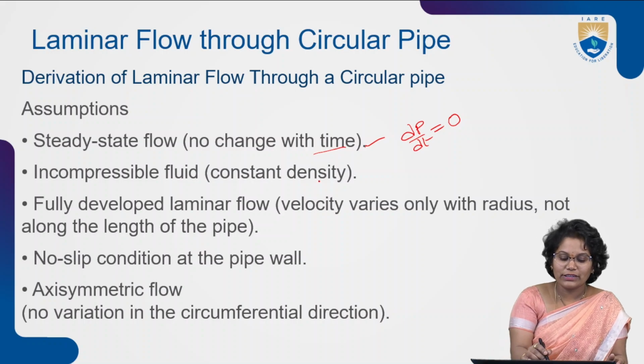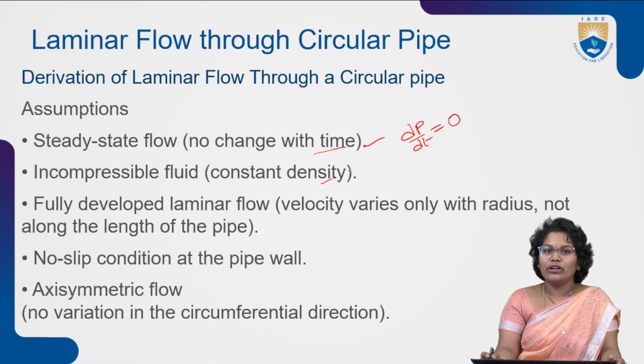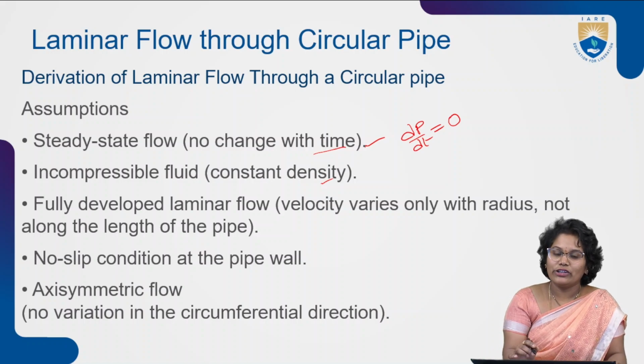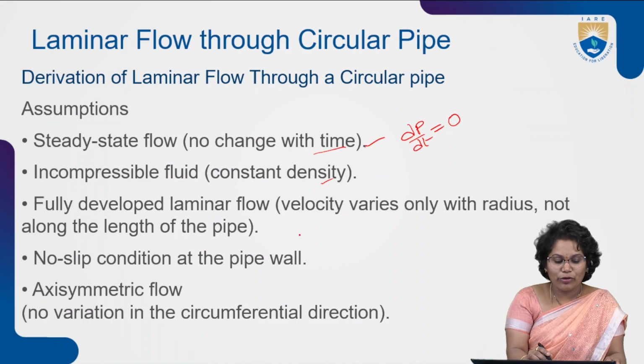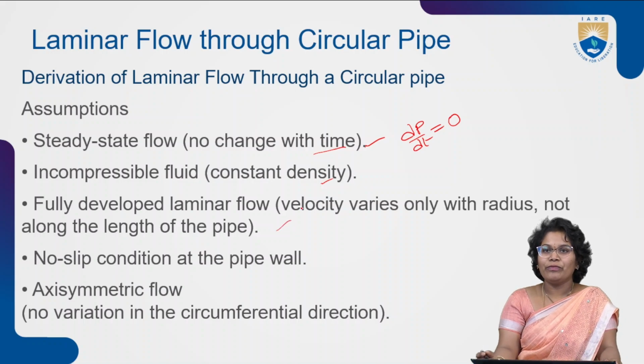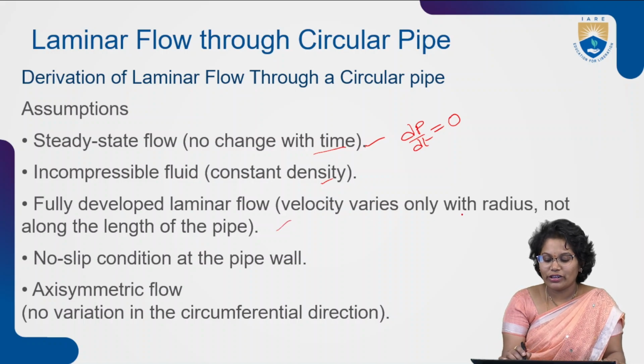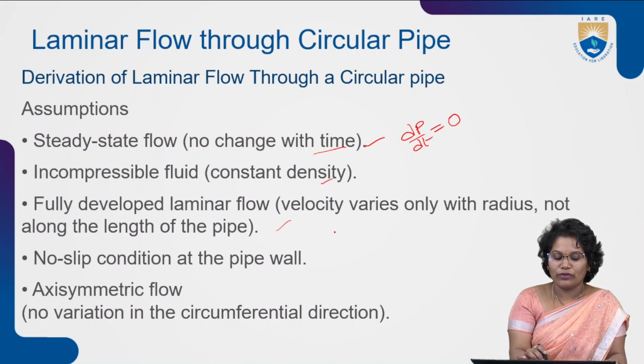And the second point is incompressible fluid. So here the fluid should be incompressible, and it should also have a constant density. The third point is fully developed laminar flow. Here the velocity varies only with the radius, not along the length of the pipe.